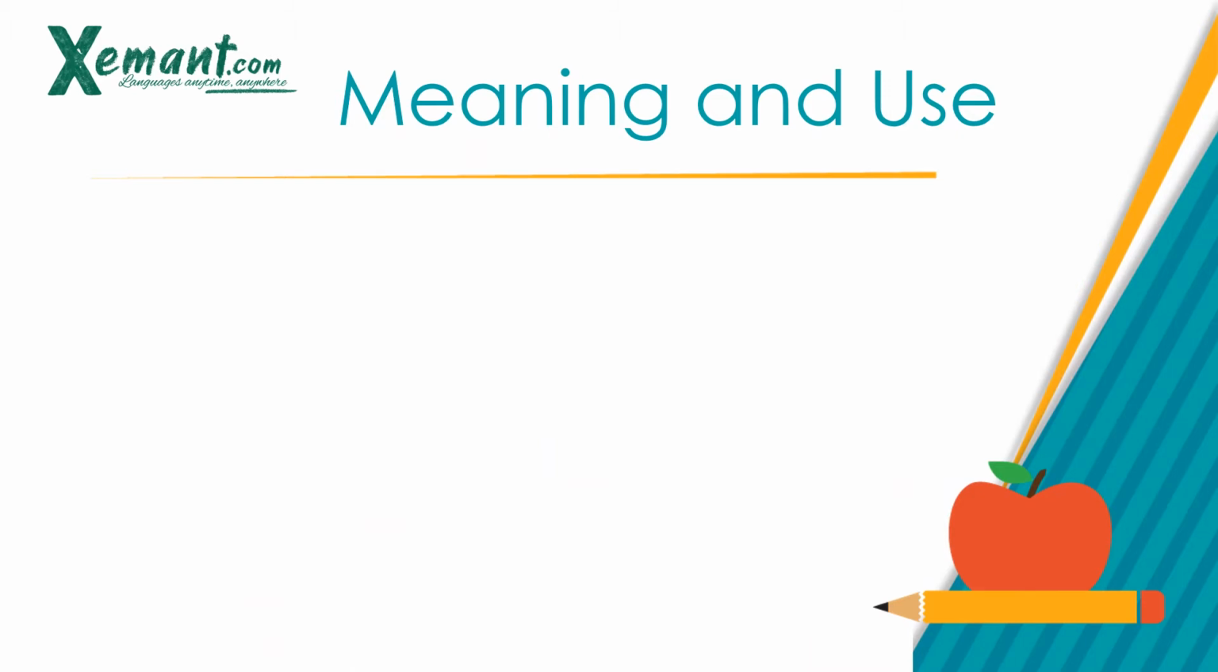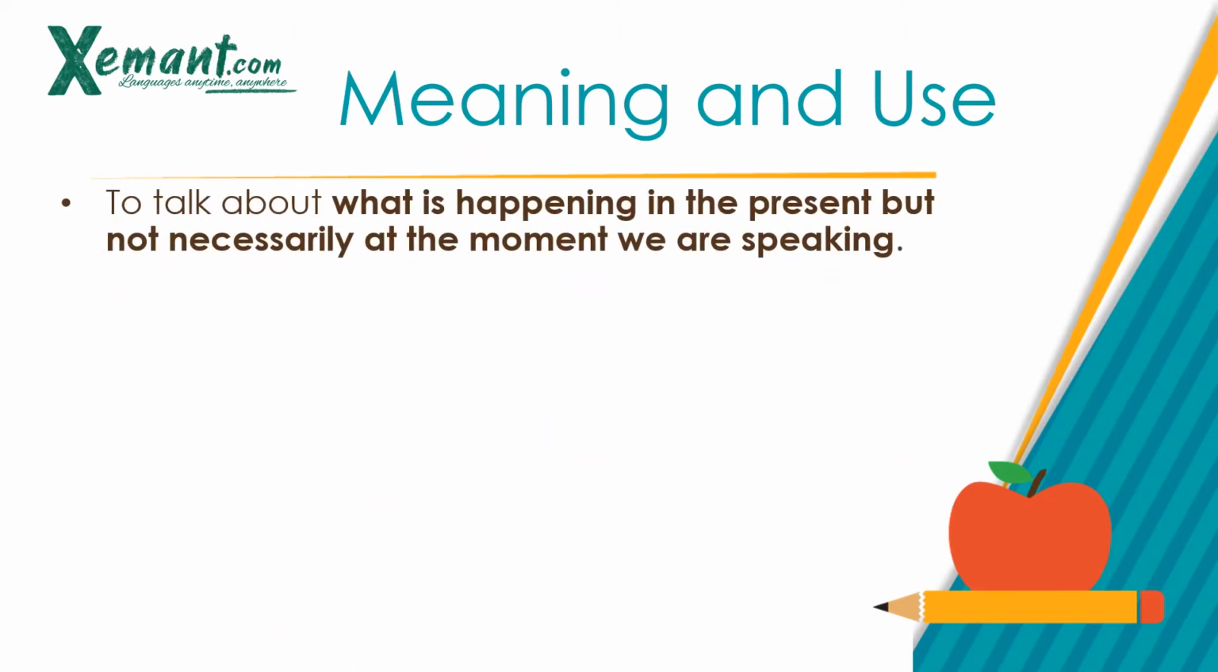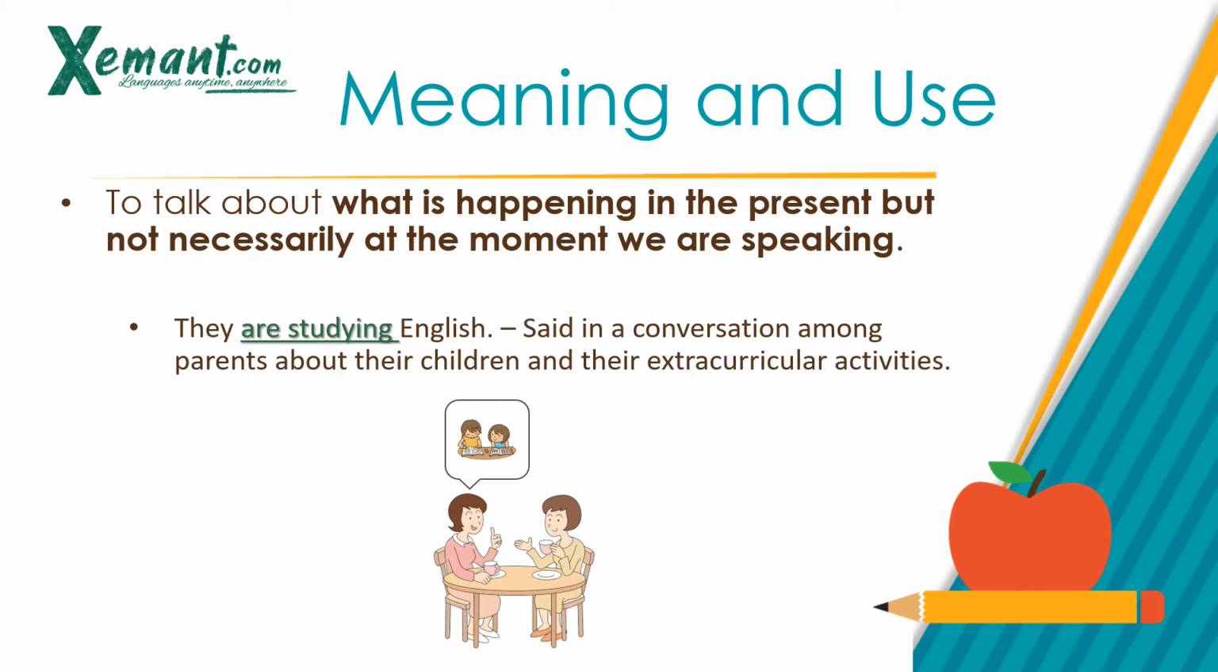You can also use the present continuous to talk about what is happening in the present, but not necessarily at the moment we are speaking. For example, they are studying English. This could be said in a conversation among parents about their children and their extracurricular activities. So in the present, they are studying English, but not necessarily right now.